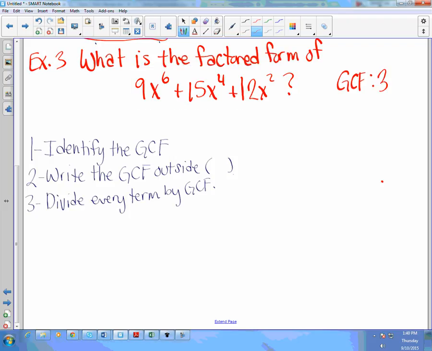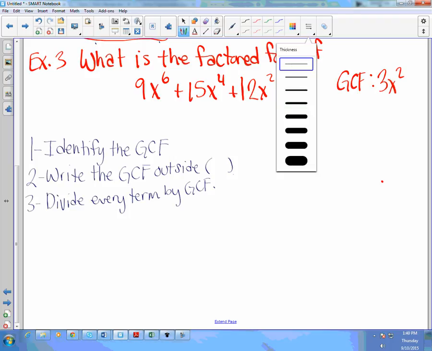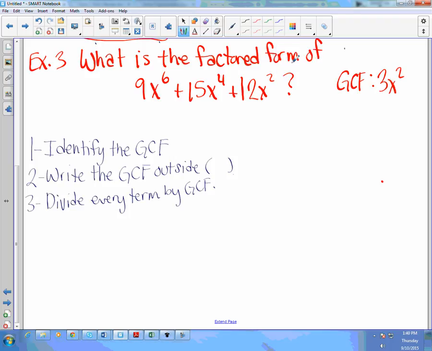Then at most, how many x's do we all have to give? 2. The smallest family has 2. So 3x squared. So that's what our answer is. The question asked for the factored form. So what we do is write 3x squared and then leave parentheses because we want to simplify.